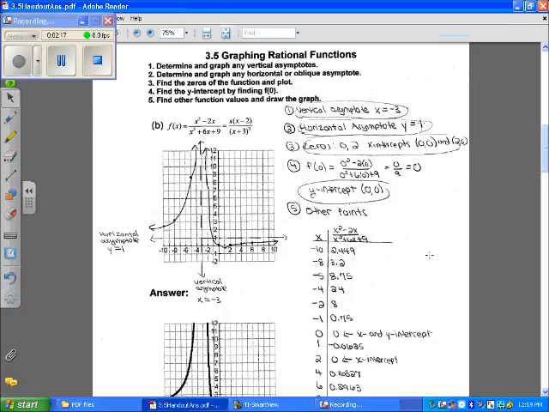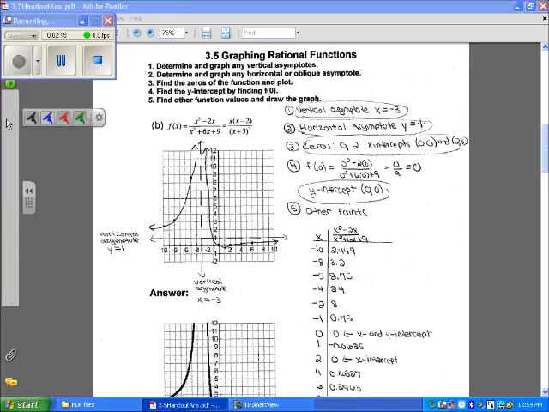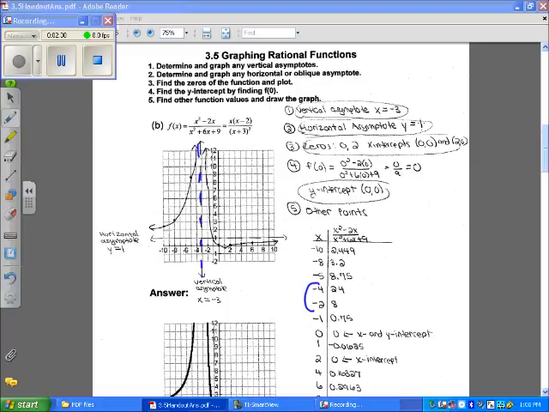You always want to pick values close to your vertical asymptote. Remember, our vertical asymptote was x is equal to -3. So you always want to pick points close to that. So if you look here, I was pretty close, but you may have to pick more points close to that. And then also you want to see what happens as x gets larger and x gets smaller, what happens to f of x.